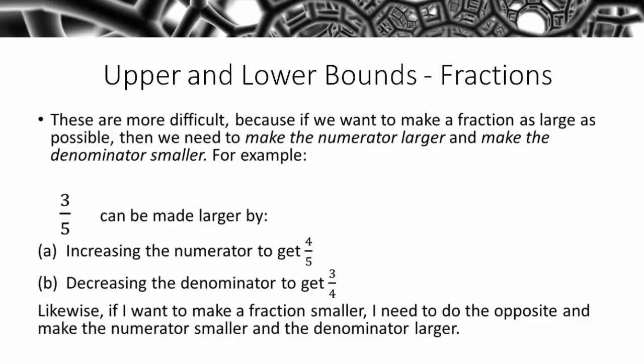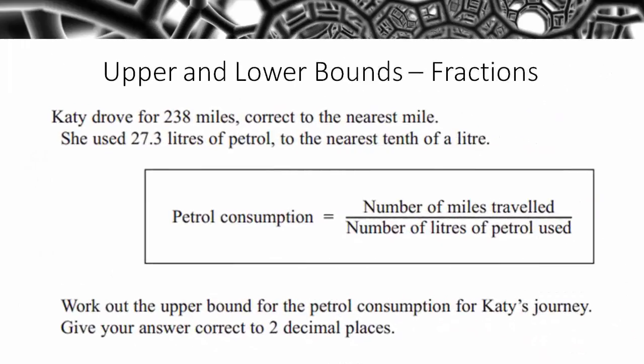Let's take an example, because it's only easy really to see with an example. Here is, it's actually an exam question. Katie's driven for 238 miles, correct to the nearest mile, and she's used 27.3 litres of petrol, correct to the nearest tenth of a litre. Now, the question gives us the formula for petrol consumption, number of miles travelled divided by number of litres of petrol used, and it wants an upper bound for the petrol consumption for Katie's journey. Now, a weaker candidate will always just find the upper bound for the miles and an upper bound for the petrol and plug that in. But that is not the way to proceed.